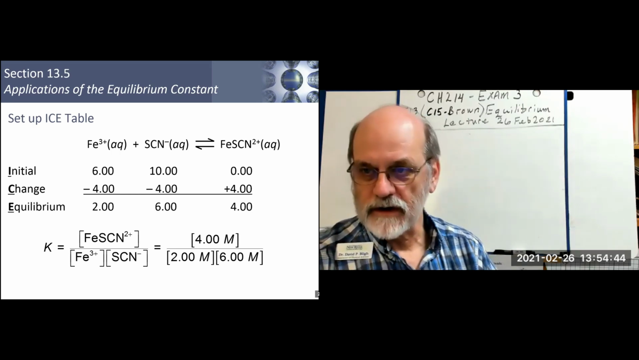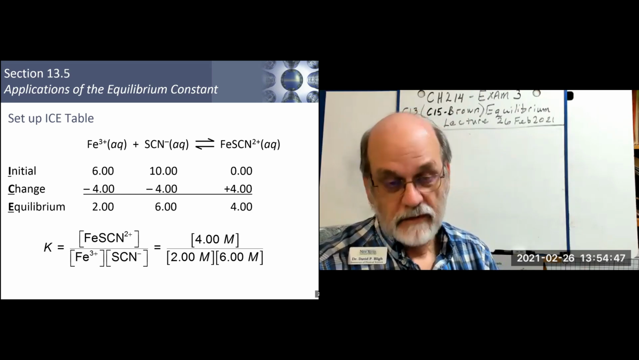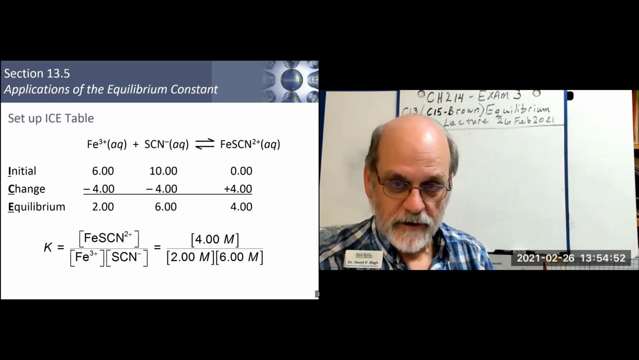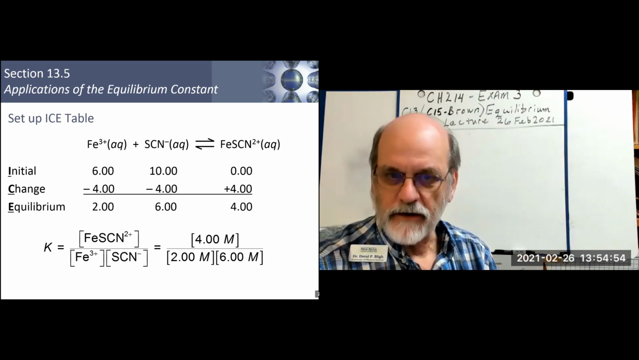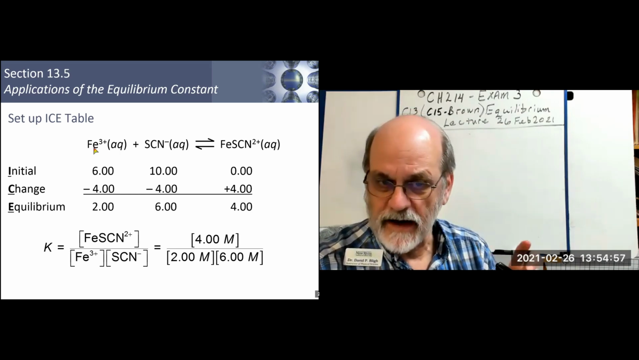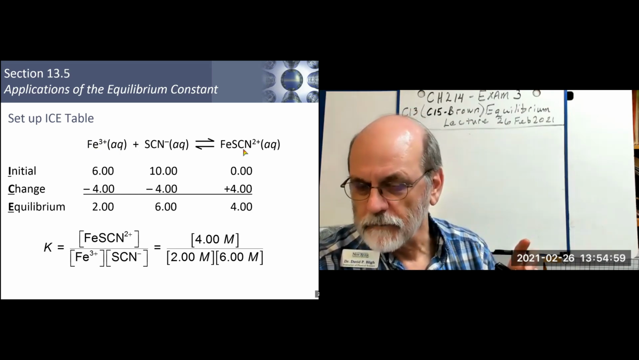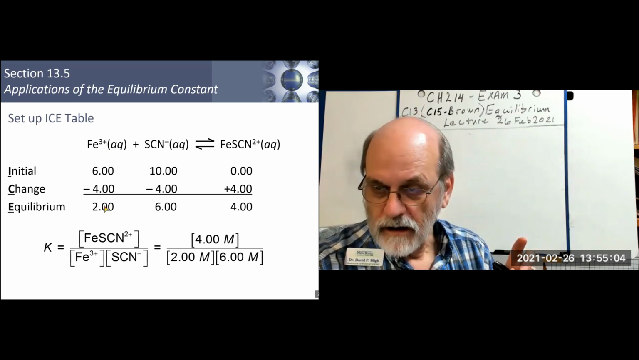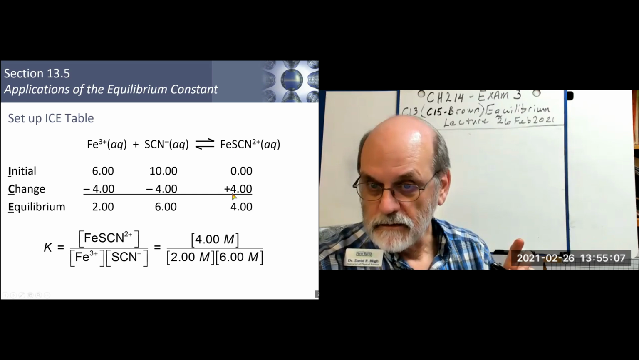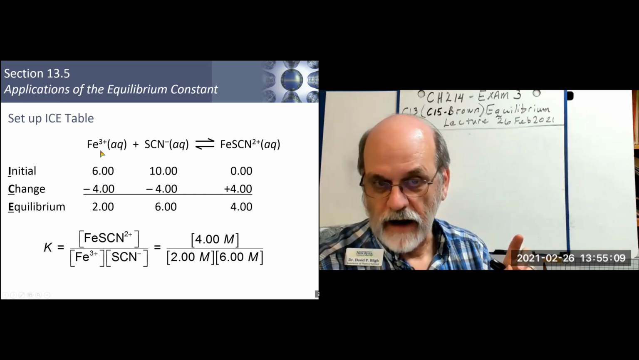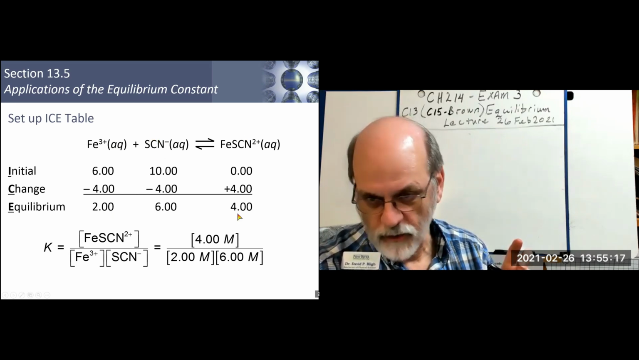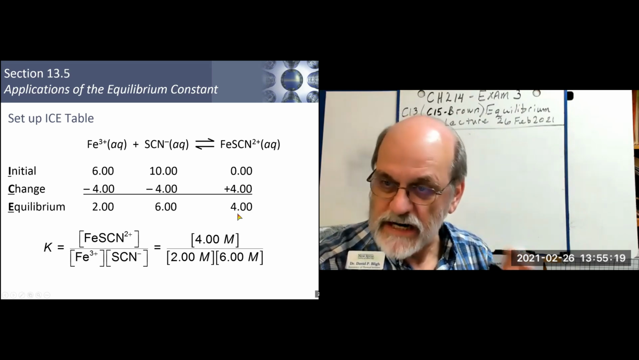This ICE table is useful from now on, really. Even when we get into acids and bases, you'll be using ICE tables, so get familiar with it. Notice, the way I like to set it up is I have the balanced equation up here, and underneath are the terms that are important, the columns of our table. So this refers to iron 3 plus all the way down, thiocyanate all the way down, and the complex all the way down.